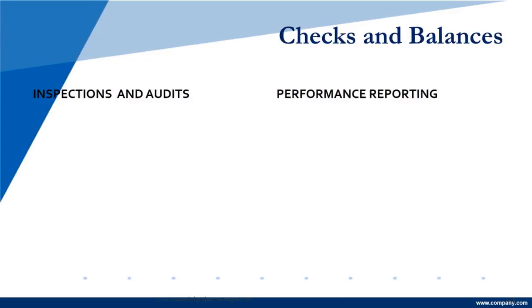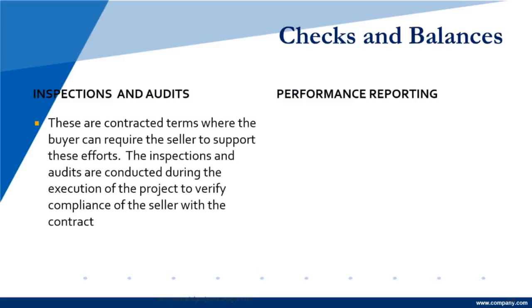Checks and balances, inspections and audits, and performance reports. Now, inspections and audits are the contracted terms where the buyer has required the seller to support these efforts. The inspections and audits are executed for the project, and they verify the compliance of the seller with the contract. So when you hear people talk about audits and inspections, these are not something that the buyer surprises the seller with. These are contracted points in time, things that are part of the contract themselves. They're the details that are in there.